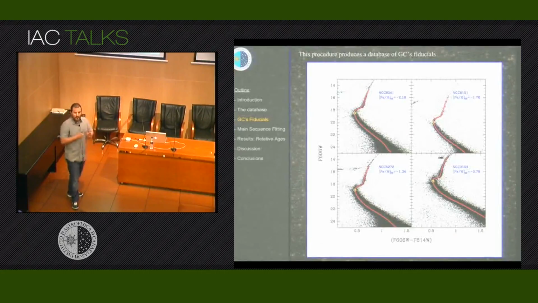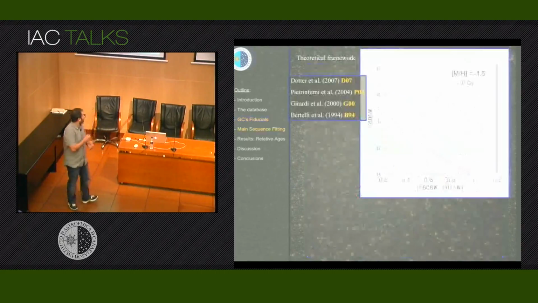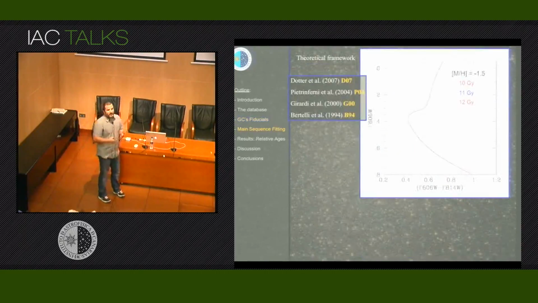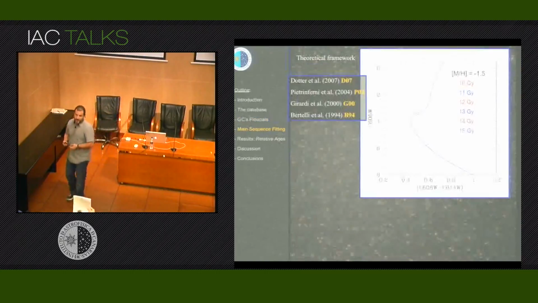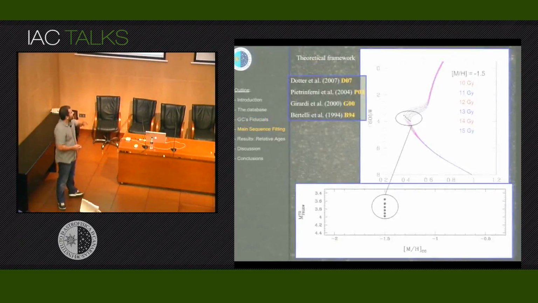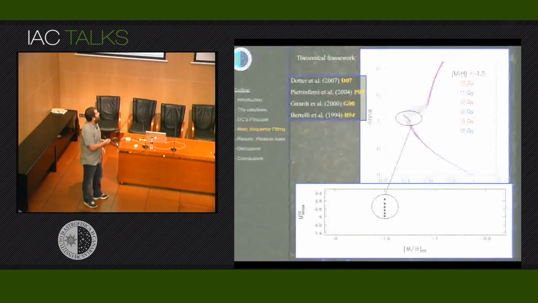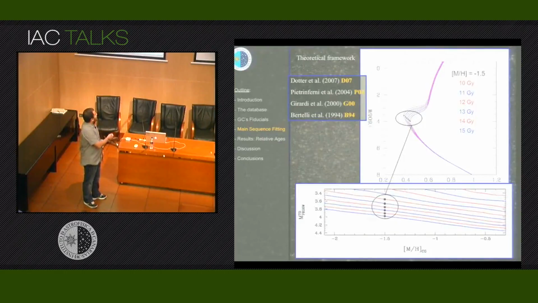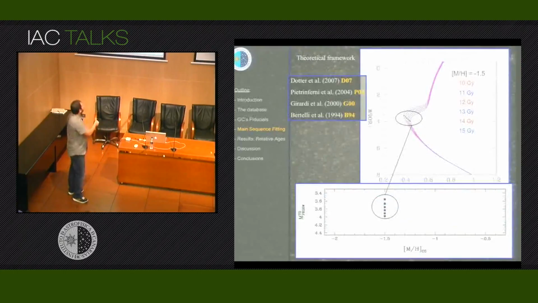So we are now ready to proceed with the main sequence fitting, but before doing that, let me introduce the theoretical background. I'm showing here a set of 6 isochrones from the Dotter et al. stellar evolution library, with the same metallicity and varying age. You can see how the position of the turn-off varies with age. If I plot those points in a graph showing the magnitude of the main sequence turn-off against metallicity, I get something like that.